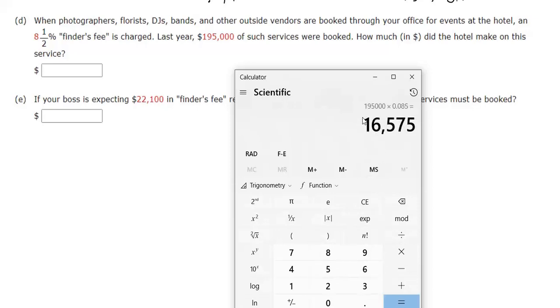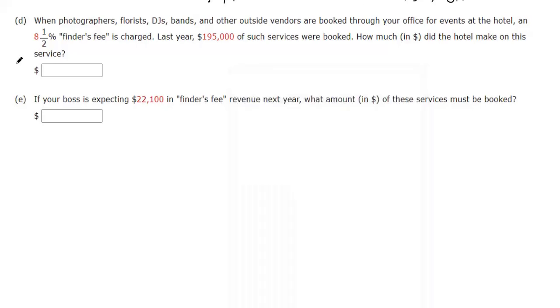So they made $16,575. Okay, but your boss is like, it's not enough money. We need to bring in $22,100 in finder's fees. Okay?